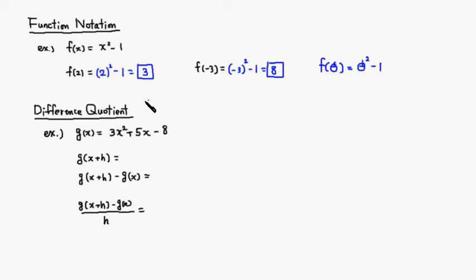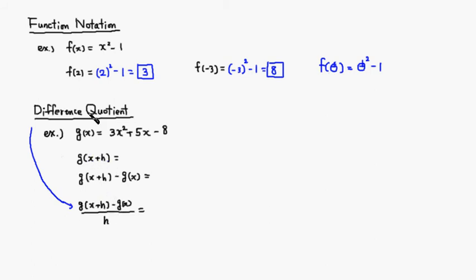So let's look at something called the difference quotient. The difference quotient is this expression down here. Let's try to simplify this expression, given that, say, g of x is 3x squared plus 5x minus 8. So let's do it one by one. Let's try to find g of x plus h.